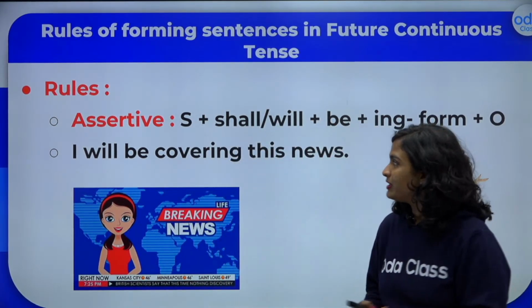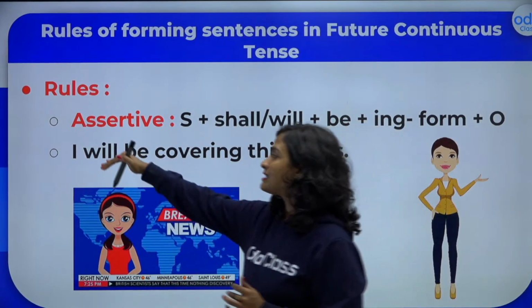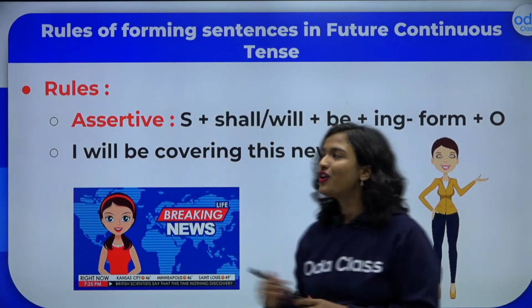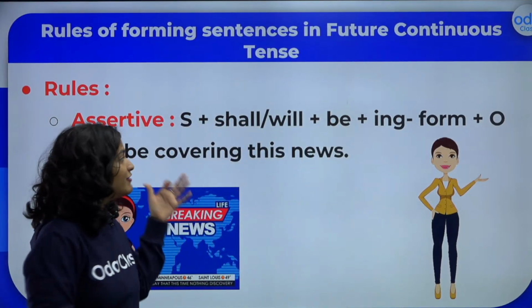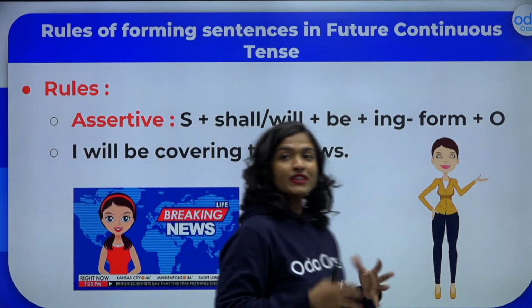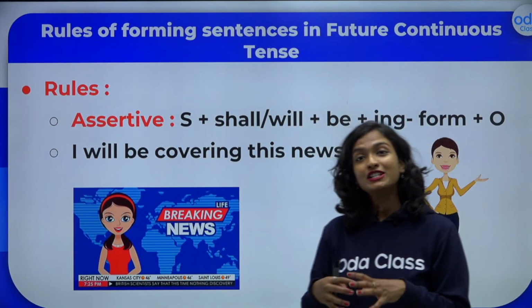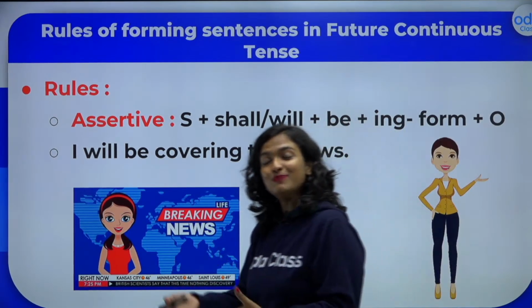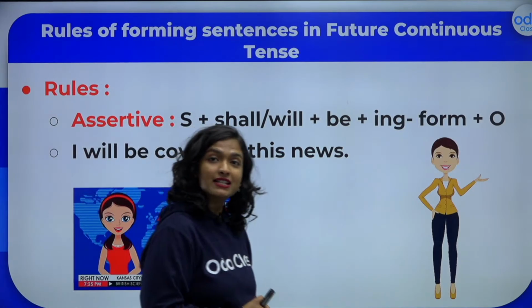So for example, I will be covering this news. Subject, will be, ing form, followed by the object. Okay, I will be covering this news. This action is going to happen in the future, but it is going to be ongoing at that point in the future. That's why I use my future continuous tense.